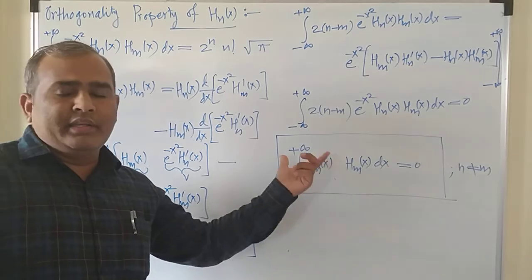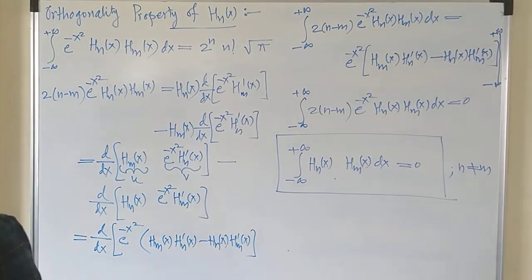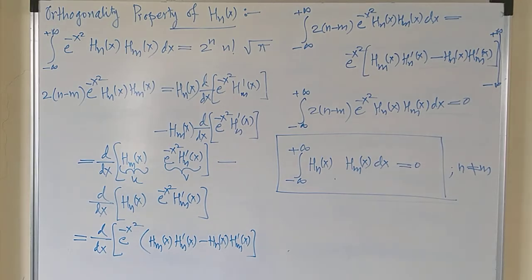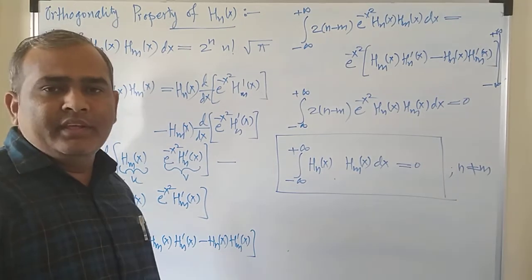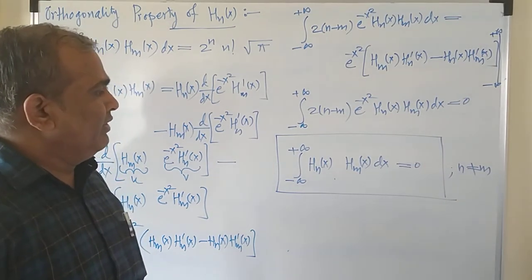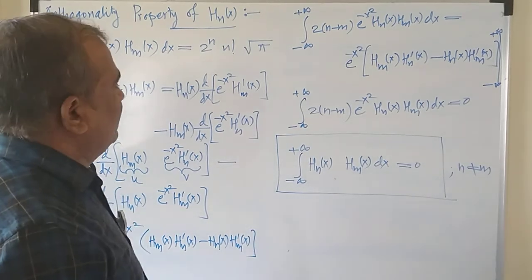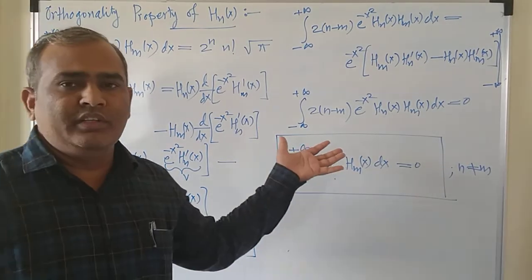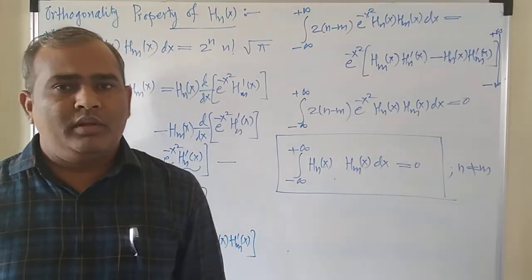Now if n and m are equal, then what will be the case? That we have to study in the second property. But the first property is now very lengthy, and the second property we will cover in the next video, I think. So I hope you have understood this first orthogonality property of Hermite polynomials. Thank you.